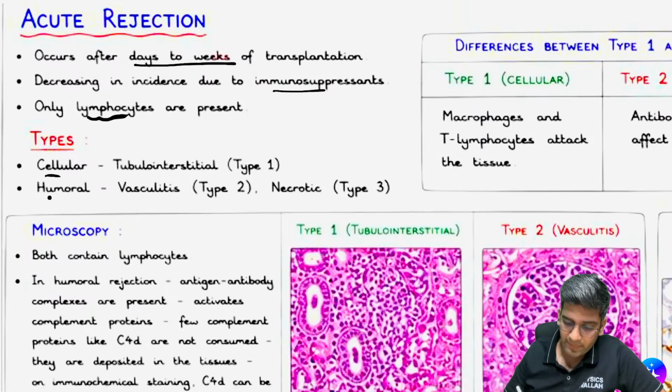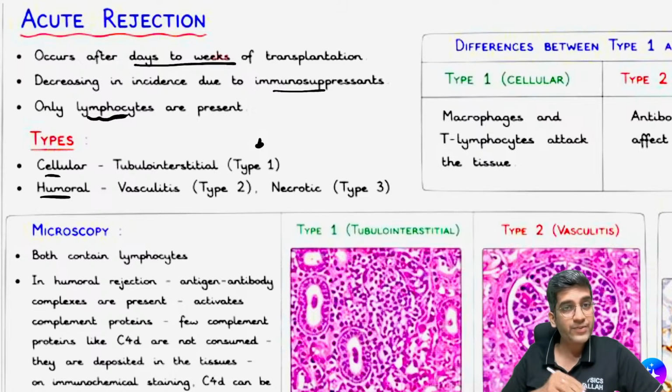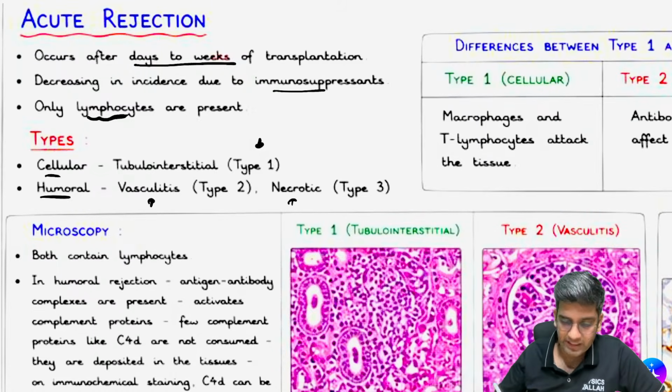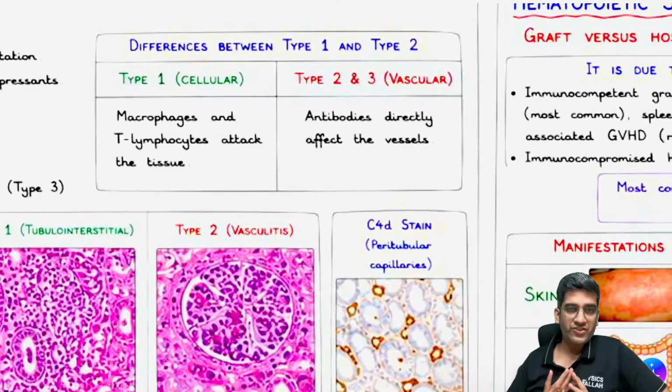I have cellular type, I have humoral type. Cellular is again CD4, humoral is again antibody production, B lymphocytes. I have the tubulointerstitial type in cellular, and I have the necrotic type, the worst type, and vascular types, we call it type 2, which is seen in humoral, right? So what is the difference between cellular and vascular?